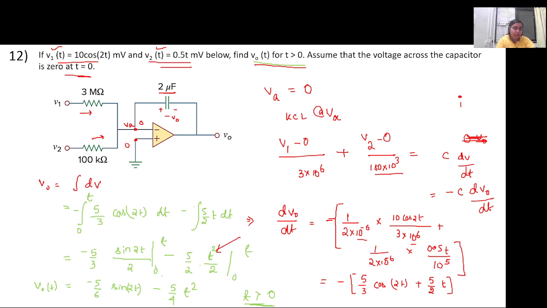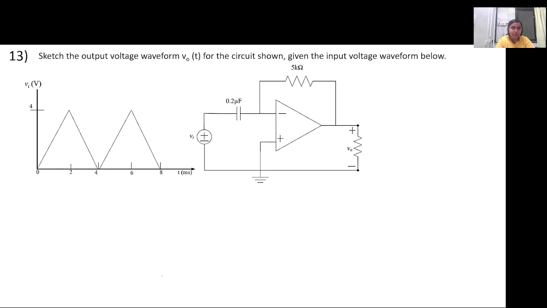So let us do another problem in which this input voltage Vi is given by this particular waveform. In the question, it is asked to sketch the output waveform V naught in the circuit for the given input voltage waveform.